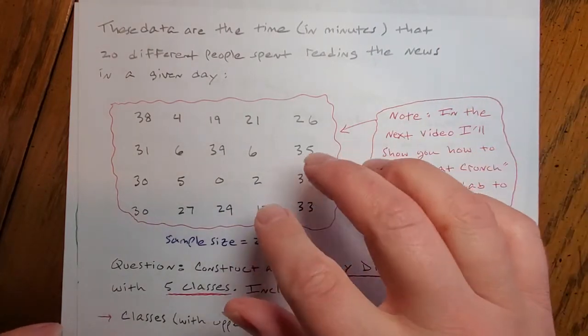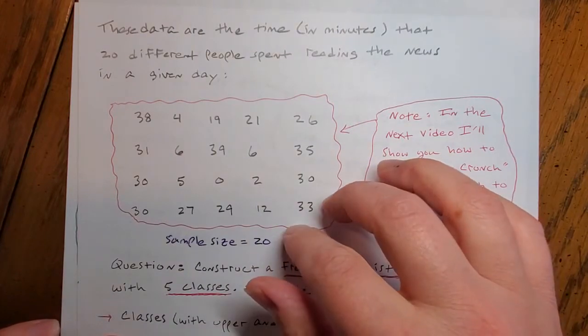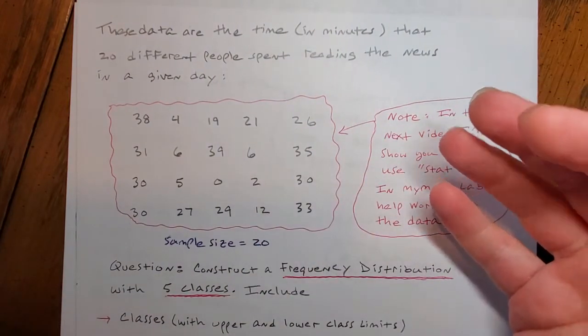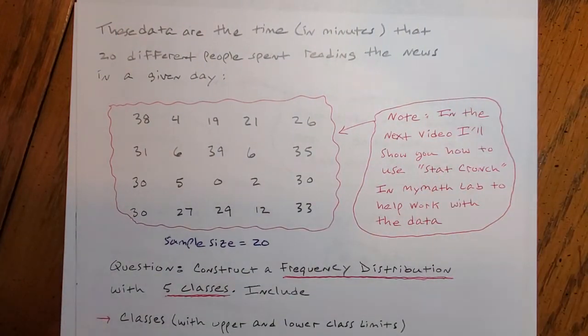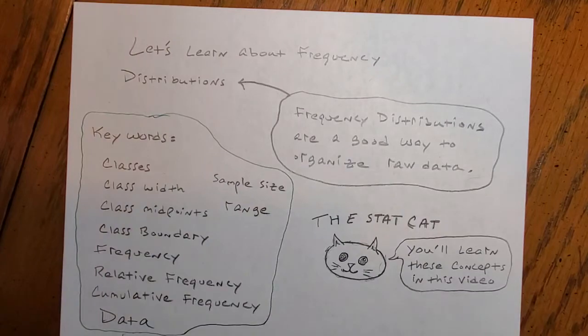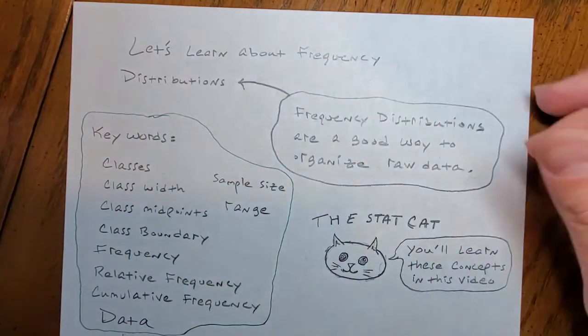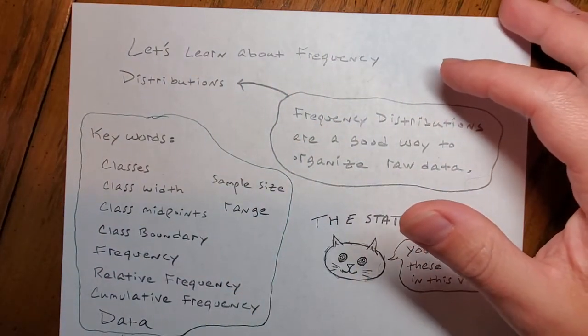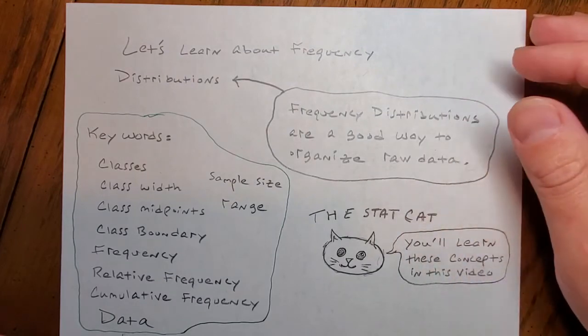It's an unorganized set of numbers. And our goal is to organize this and visualize it so that it's easier to understand and that we can make conclusions about it. Okay? So that's what frequency distributions allow us to do. It's a way to organize data. It makes it a little bit easier to understand.